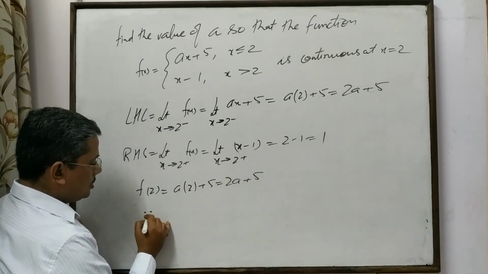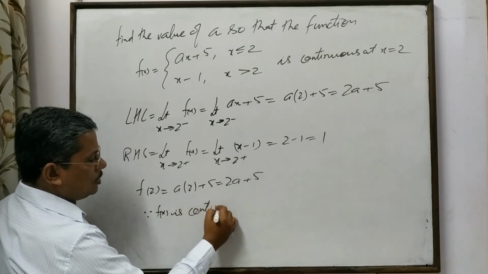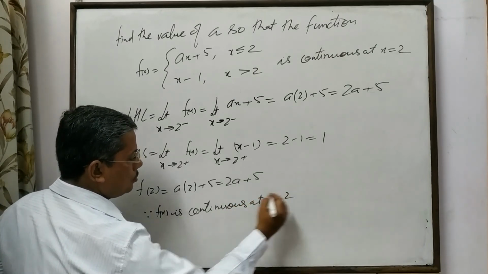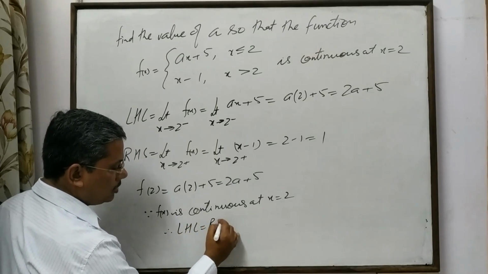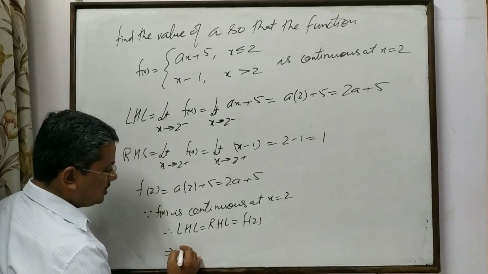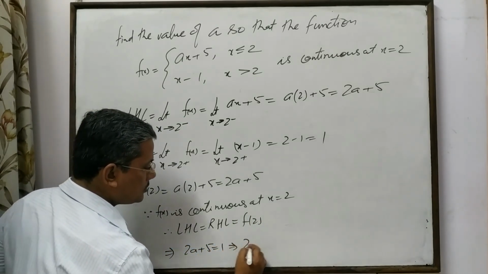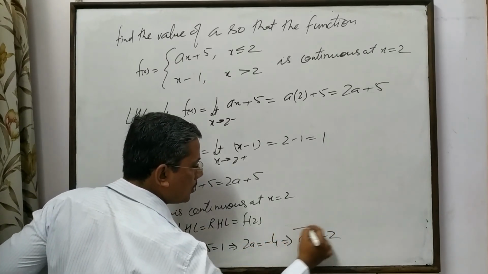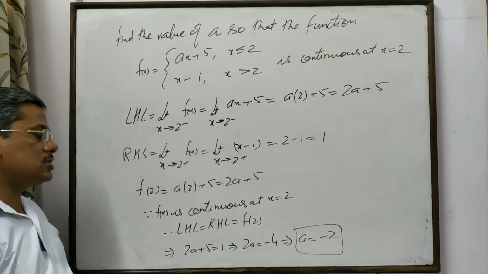So because f of x is continuous at x is equal to 2, therefore left hand limit is equal to right hand limit is equal to value of function at x is equal to 2. Implies 2a plus 5 should equal to 1, implies 2a is equal to minus 4, implies a is equal to minus 2. So that's how the value of unknown is evaluated.